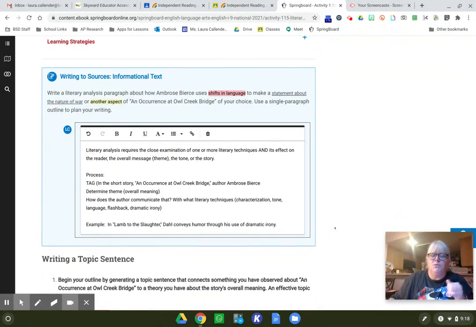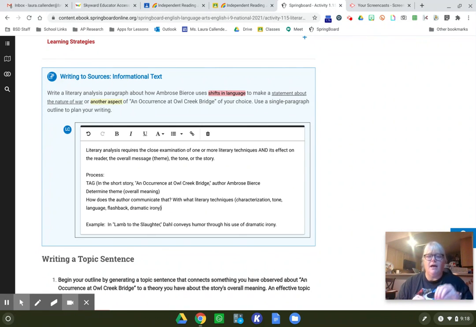So in the short story, An Occurrence at Owl Creek Bridge, author Ambrose Bierce, right, conveys a message of hope, a message of not giving up or standing up for what you believe, whatever that is, through his use of characterization, language shifts, tone, flashback, dramatic irony. Then find the evidence that fits that. Focus less on the story, more on the technique.